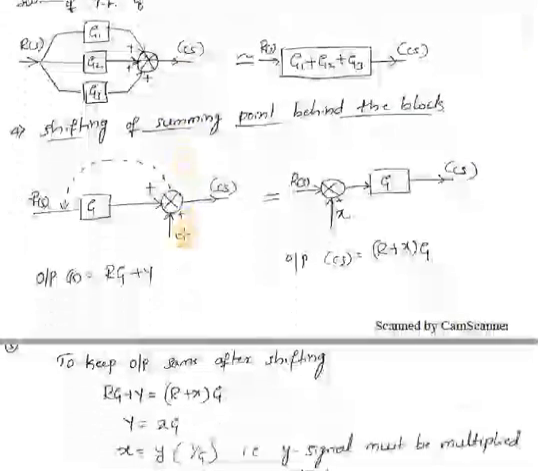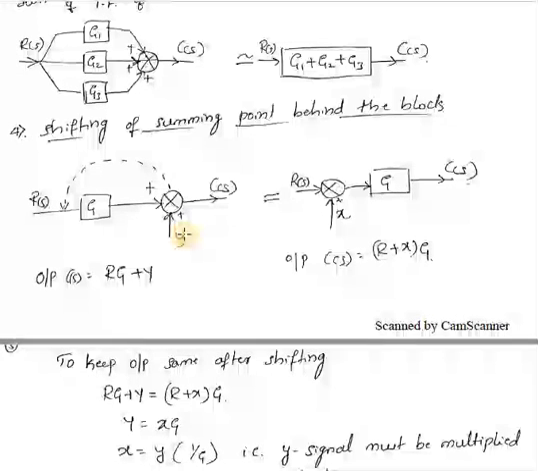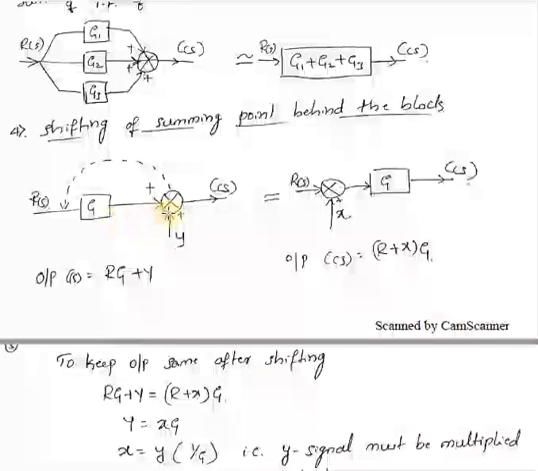Then the fourth one is shifting of a summing point behind the block. In some cases, for simplification purposes or to reduce the block diagram, it is necessary. Sometimes you need to shift the summing point. So in that case, if I want to shift this summing point before this block, we'll see what will happen. Here R of S is the input, it will be R into G, and plus Y is fed here, so your output will be RG plus Y.